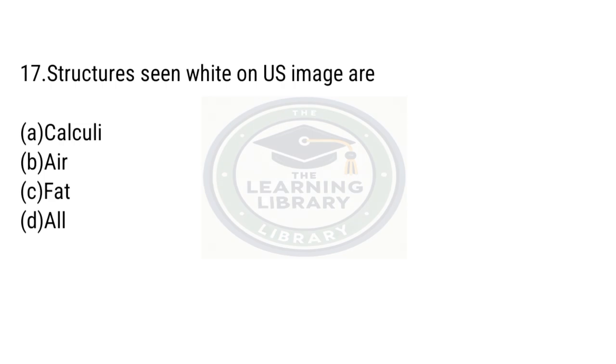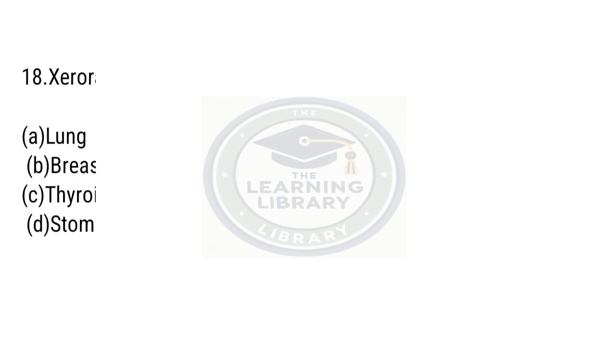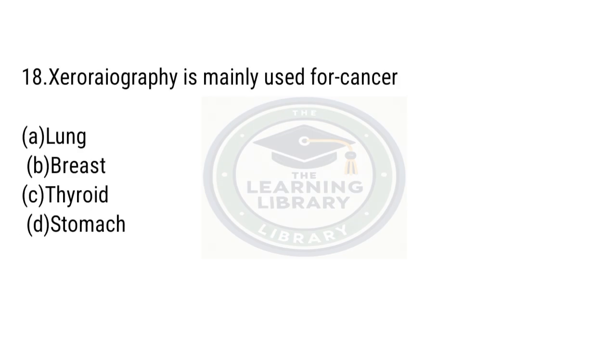Question number 17. Structures seen white on ultrasound image are. The right answer is option D, all. Question number 18. Xeroradiography is mainly used for cancer. The right answer is option B, breast.